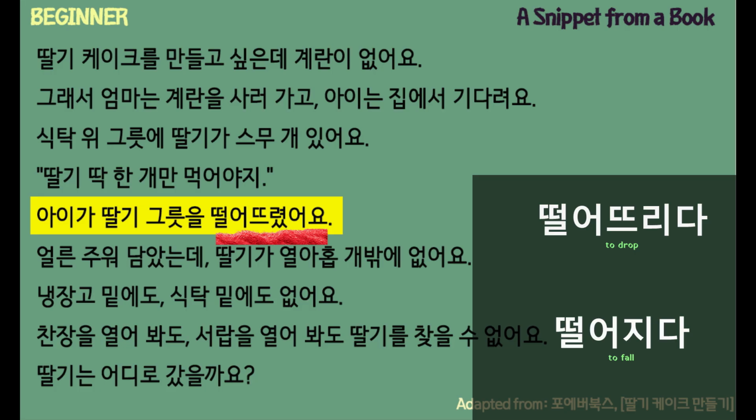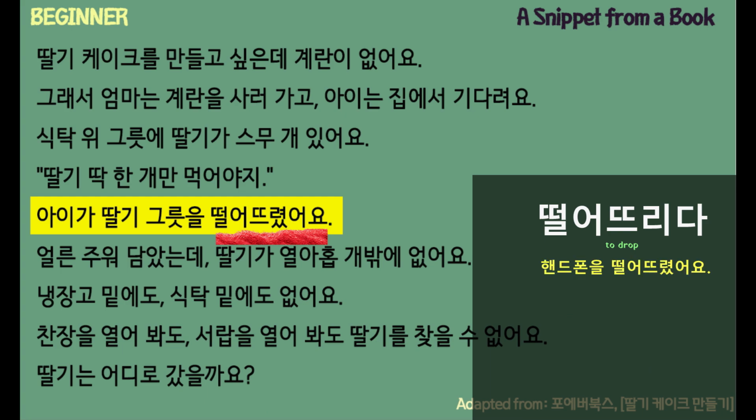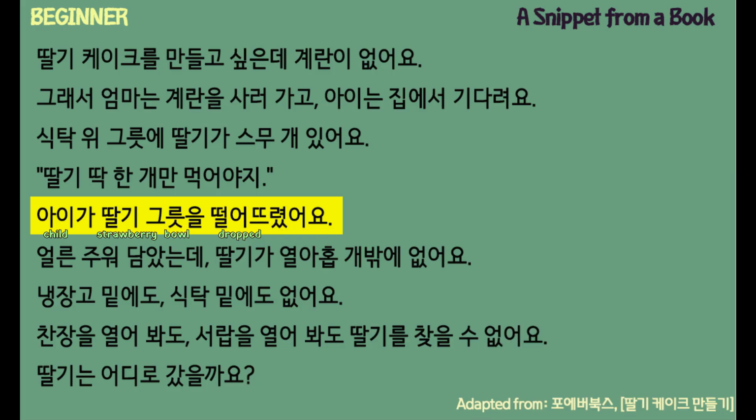Be careful not to confuse this with a very similar verb, 떨어지다. 떨어지다 means to fall, where something falls on its own. For example, 핸드폰이 떨어졌어요. The cell phone fell. On the other hand, 떨어뜨리다 means to drop something, where someone actively causes the object to fall. For example, 핸드폰을 떨어뜨렸어요 means I dropped my phone. In our story, the child dropped the bowl, so we use 떨어뜨렸어요. So this sentence means the child dropped the bowl of strawberries.